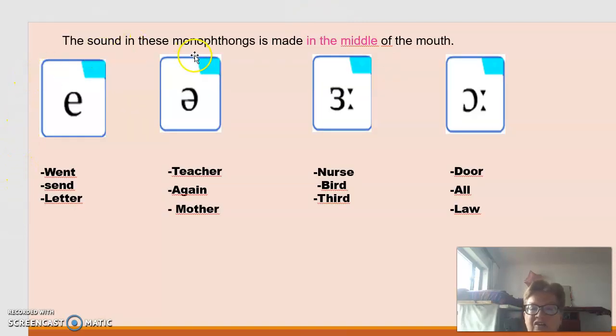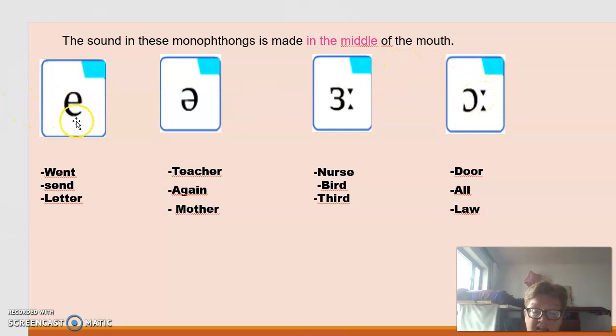Here, the sound of this monophthong is made in the middle of the mouth. Like we have here the first one. This one is very similar, but it goes oh. Yes, it's long. As you see, it has 2 dashes, so it's long. Oh. And this one, oh.